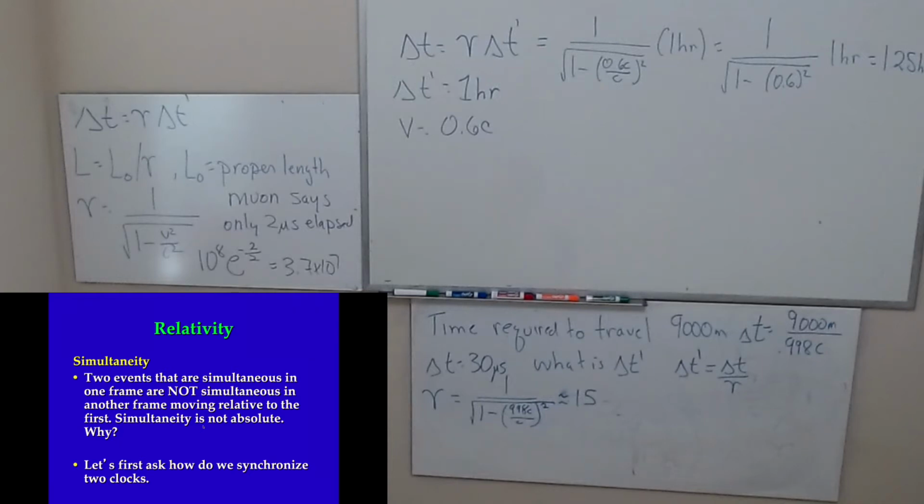Now here's another interesting thing. This is another one that drives people crazy. If you see two events happen at the same time, normally you would assume that everybody would agree with that. But that's not true anymore. Simultaneity is not absolute. Okay?